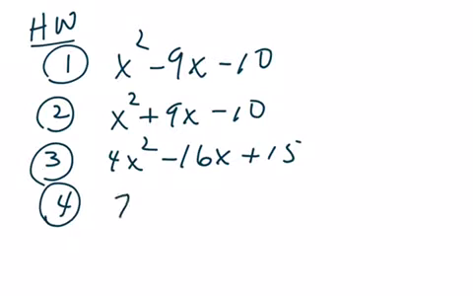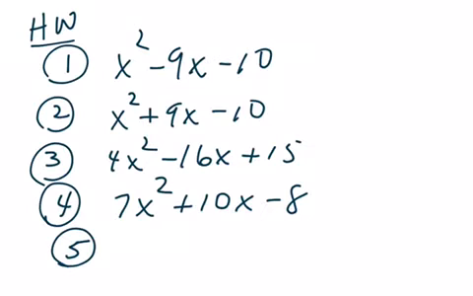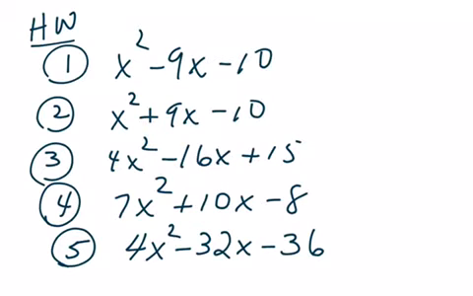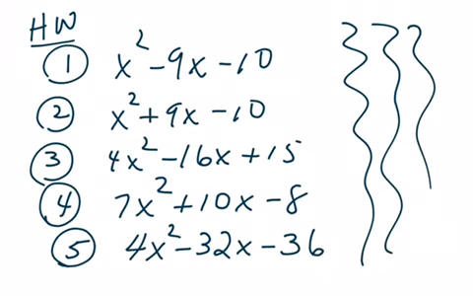Number 4, 7x squared plus 10x minus 8. Now that's different than the one we just did, right? Because this time it's a plus 10x and then a minus 8, okay? And then, of course, I want you to try this one. 4x squared minus 32x minus 36. And remember, the first thing you must always do in all of these is always check for the GCF first. And then break it down.